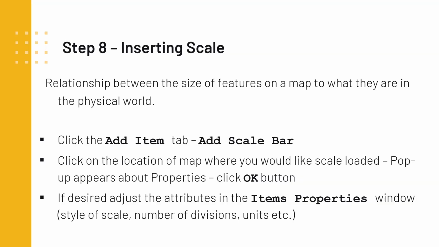So next we need to insert our scale bar. So remember, scale is a relationship between the size of features on your map and what they are in the real physical world. So you're going to click on the Add Item tab, Add Scale Bar. Click on the location of the map where you'd like your scale loaded. A pop-up appears about the property, so you're just going to click OK. If desired, you can adjust the attributes in the Items Property window. Okay, so this could be the style of your scale, the number of divisions, units, etc.